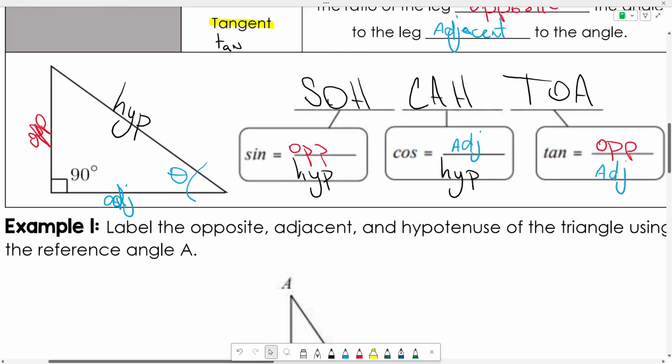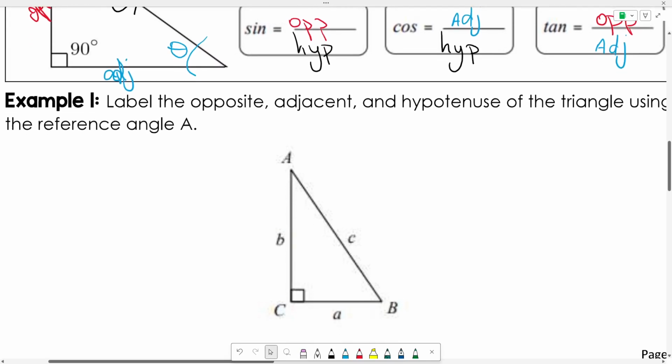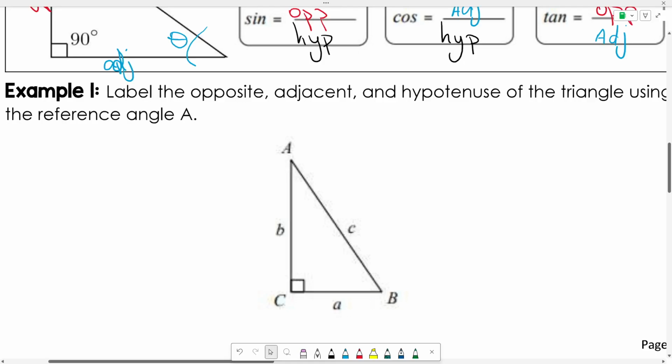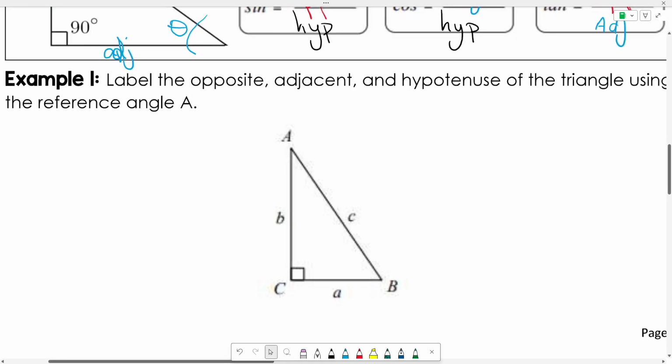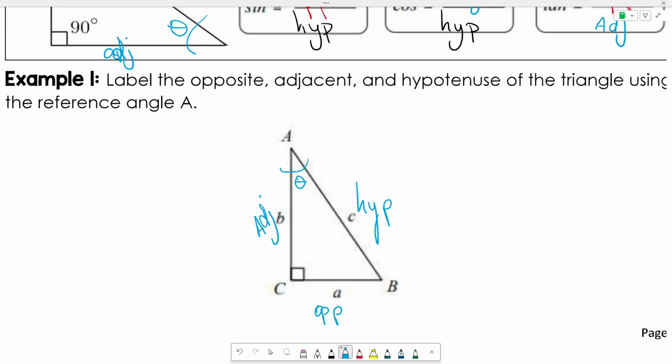So looking at these right here, in our example, it says label the opposite, adjacent, and hypotenuse of the triangle using the reference angle A. So this is where my theta will be, right here. Reference angle A. So down here would be my opposite side. This would be my adjacent. And then this one would be the hypotenuse. Depending on which angle you're using, whether it be angle A or angle B, is to how they will be aligned. The hypotenuse will not move. It will always be in the same position because it is across from our right angle, which we cannot use.